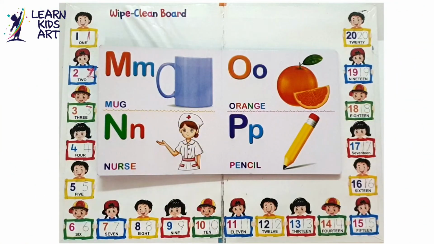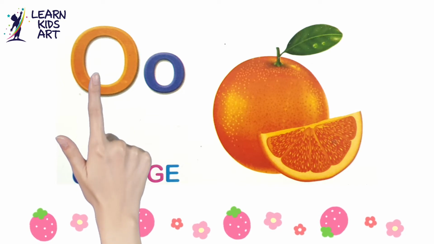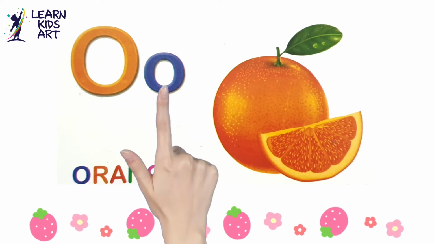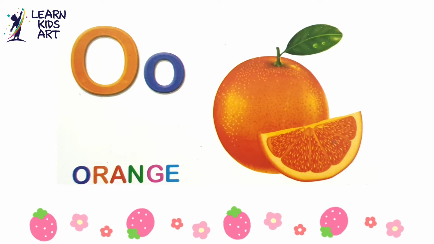Next letter is O. O. This is capital O. This is lowercase o. O sounds O. O is for orange. O-R-A-N-G-E, orange.